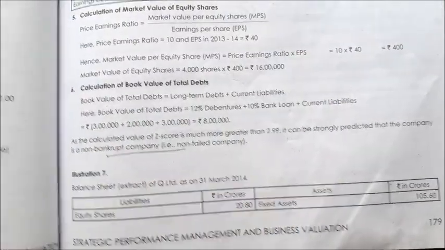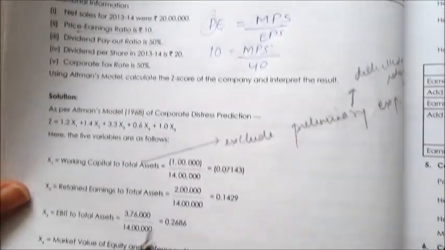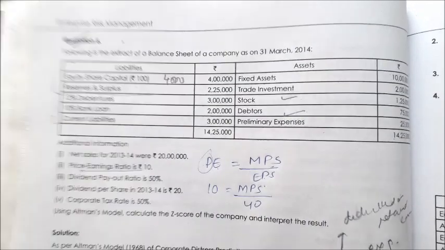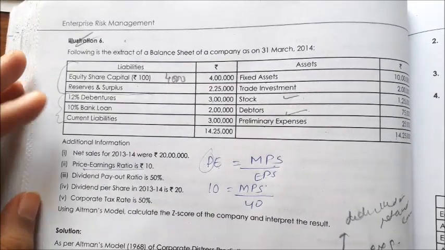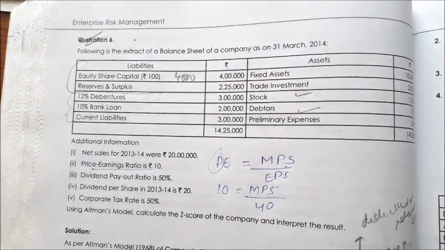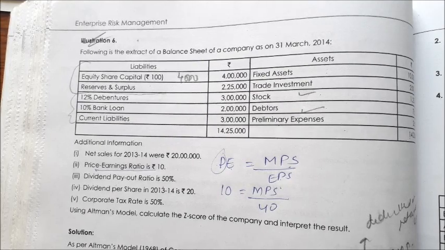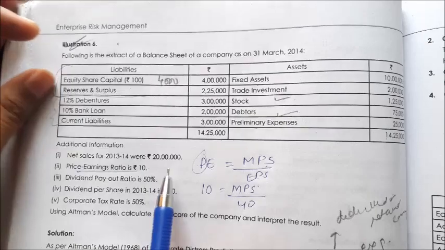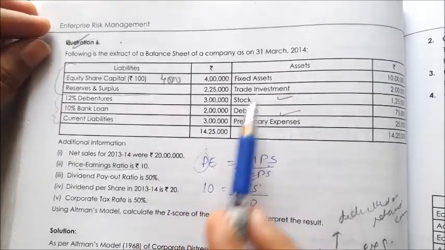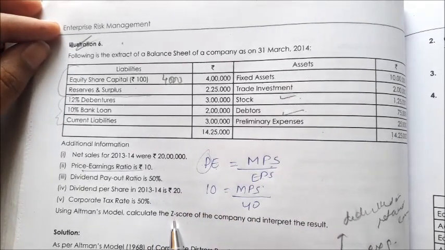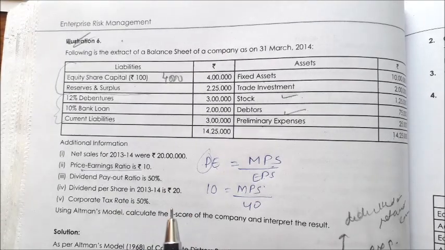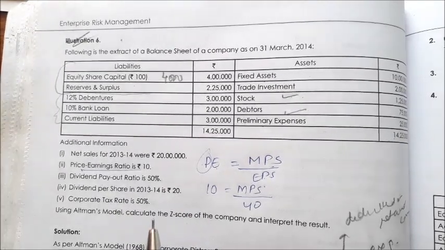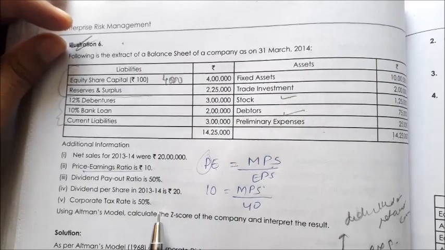Okay, now illustration number 6. It's a little bit of a tricky one. You can note it as important: the day before the exam you can solve all the questions, but this question you have to solve before going to the exam. Now the same way we have to calculate the Z score. As the question is silent, we'll go by the 1968 model.